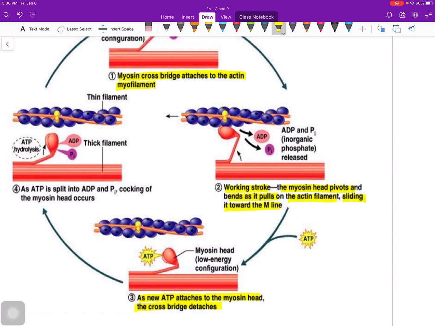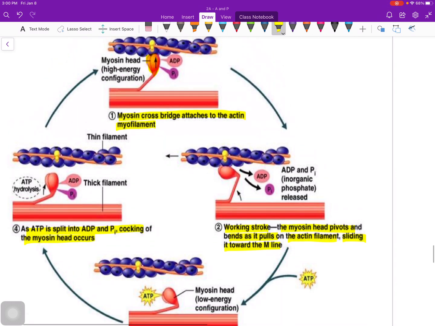All right, and then you've got multiple myosin heads with this happening. At this point, after you've used energy, you remember you use ATP, it splits into ADP and phosphate. And then the myosin head recocks so that it can attach again so that this cycles through. So you've got this entire cycle going through.